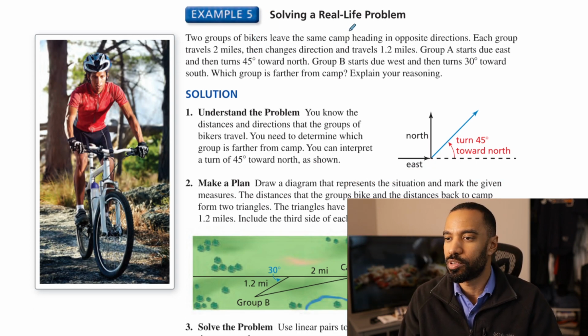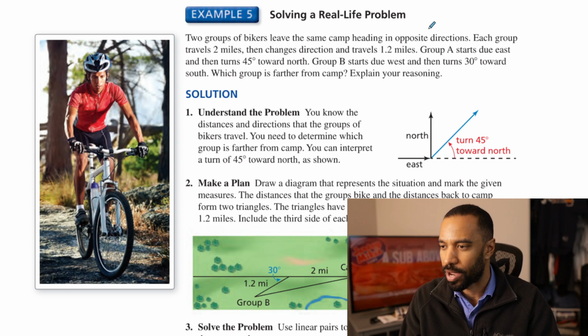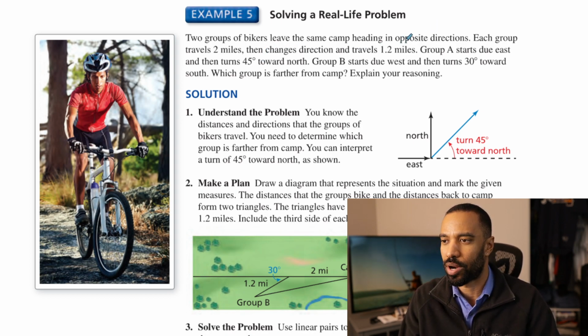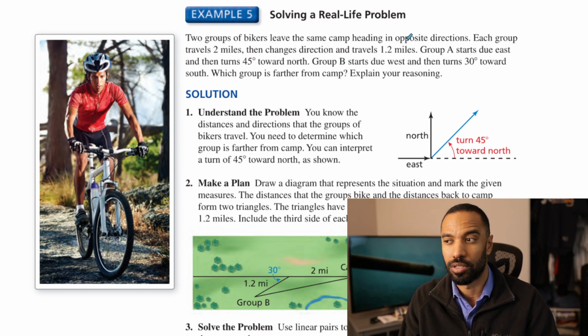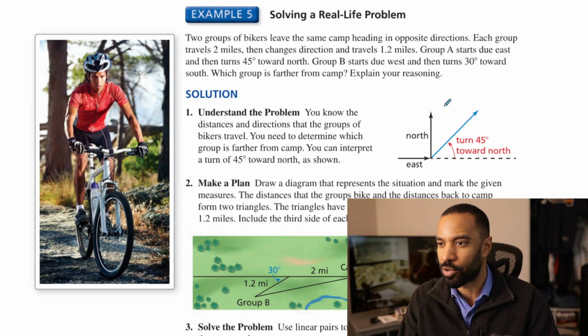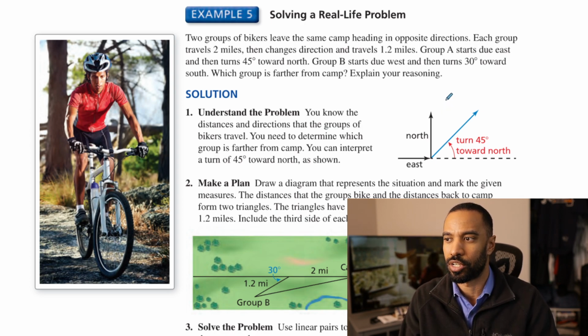Two groups of bikers leave the same camp heading in opposite directions. Each group travels 2 miles, then changes direction, travels 1.2 miles. Do they go straight back? Group A starts due east, then turns 45 degrees north. Group B starts due west and turns 30 degrees toward south.